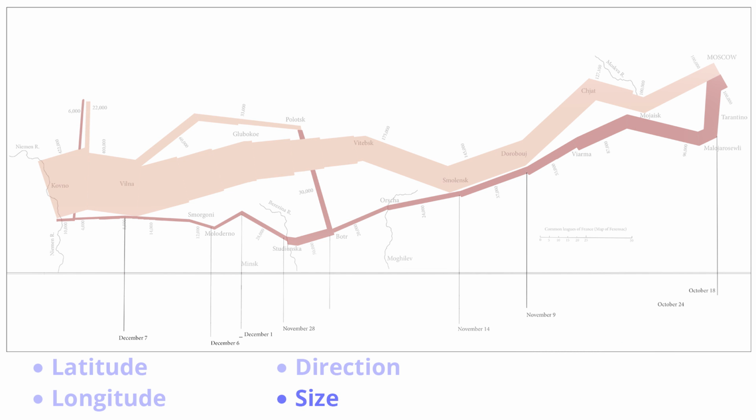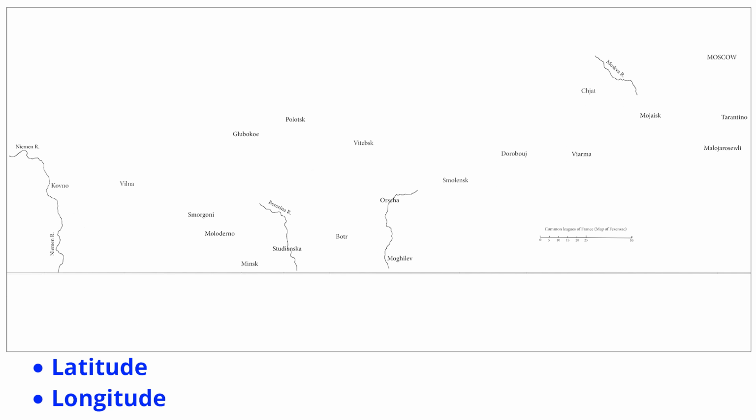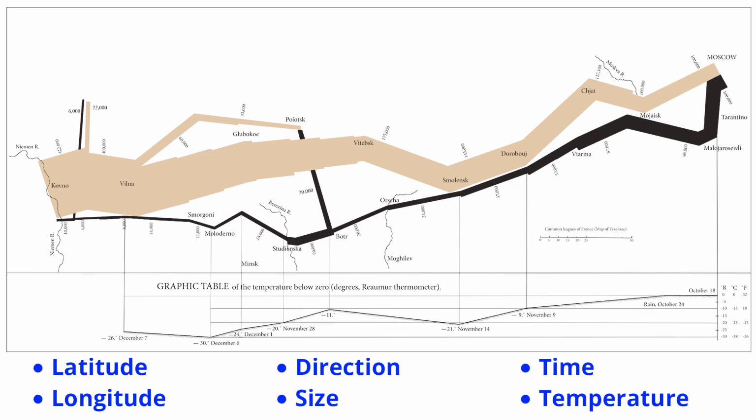Which leads us into the time and the temperature being displayed at the bottom, where we can see the cold Russian winter claim thousands of lives. So there you have it, six dimensions and one awesome chart.